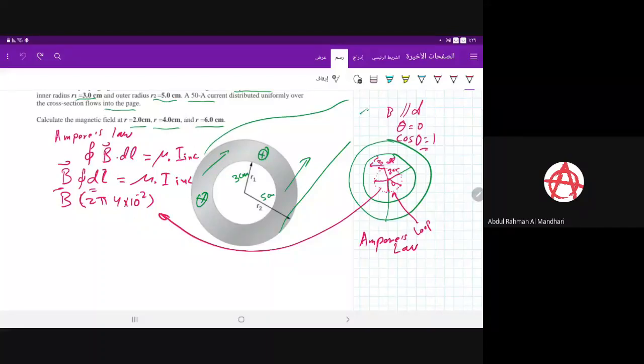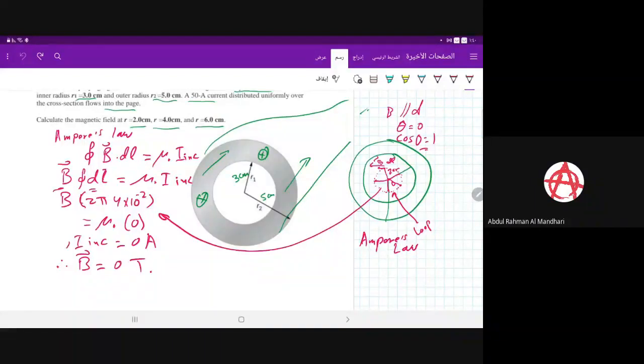But unfortunately, what is I? Is there any current inside that small circuit? Actually, there is nothing, so mu naught into 0. Why? Because I enclosed in this case equals 0. There is no current here. And because there is no current there, B is what? B equals 0.